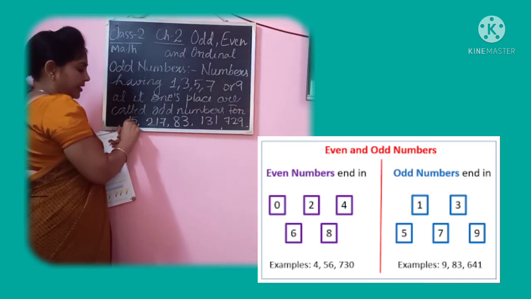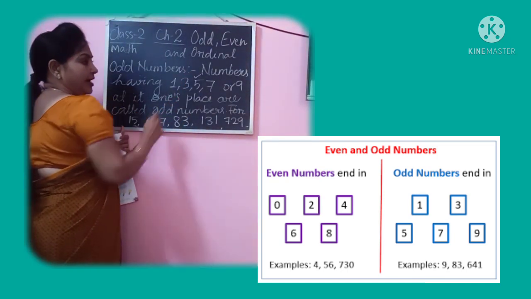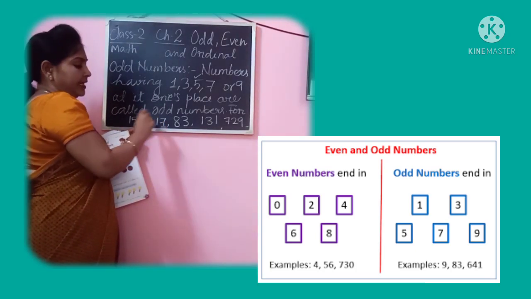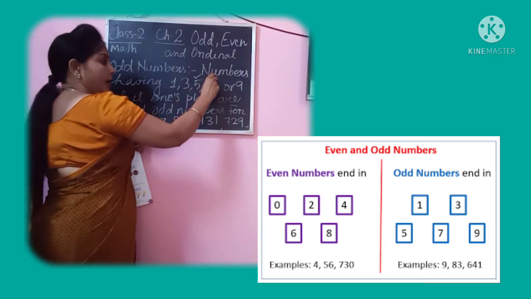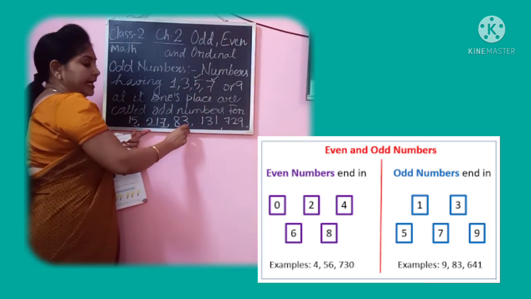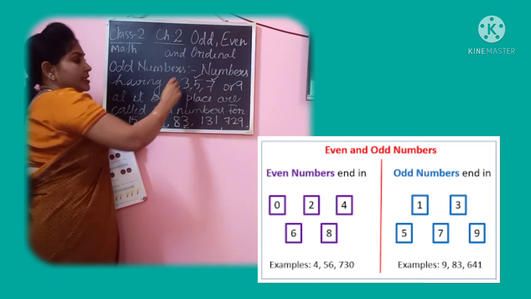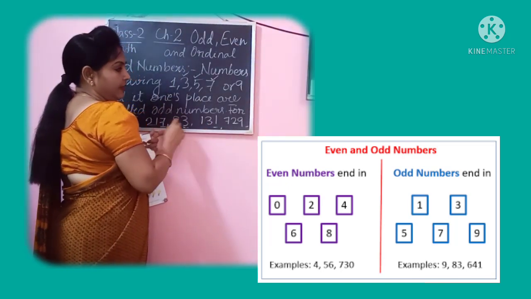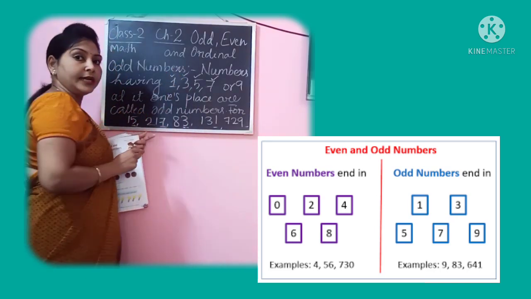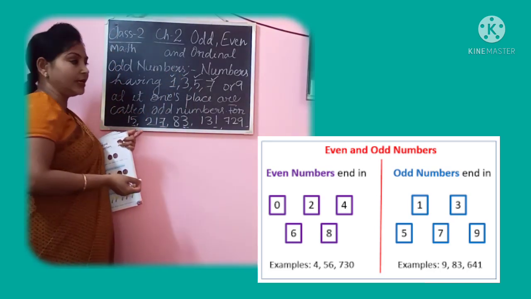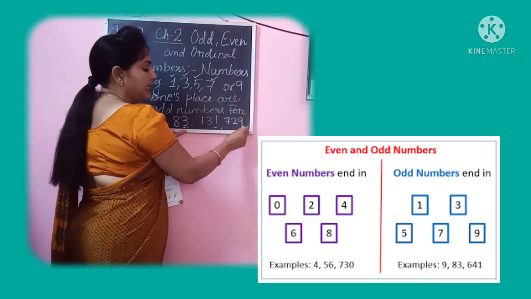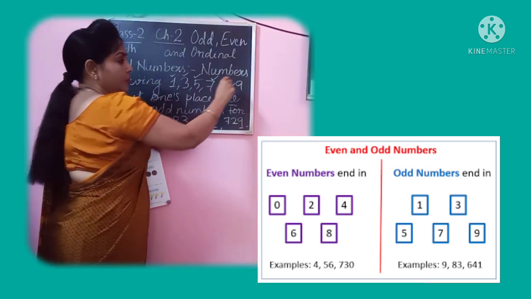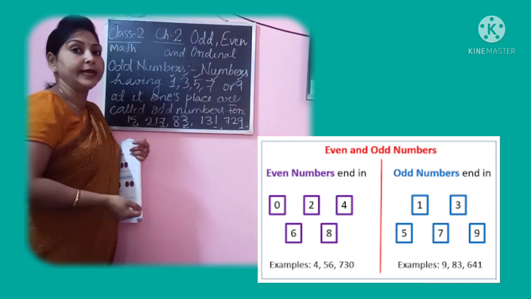In the ones place, here it is 5. So 5 is here, odd number. In 270, in ones place 7 is there, odd number. In 83, 3 is in ones place, odd number. In 131, 1 is the number in ones place, it is also an odd number, and in the last number, 729, 9 is in its ones place, so this is also an odd number.